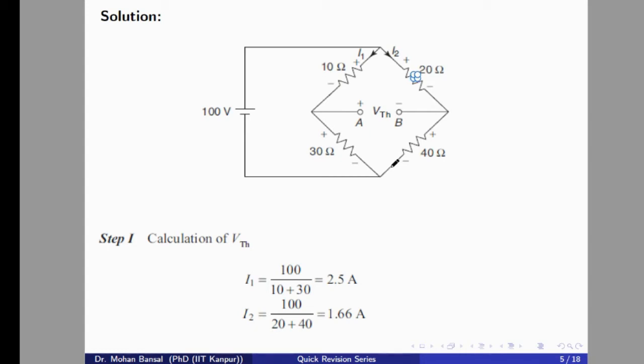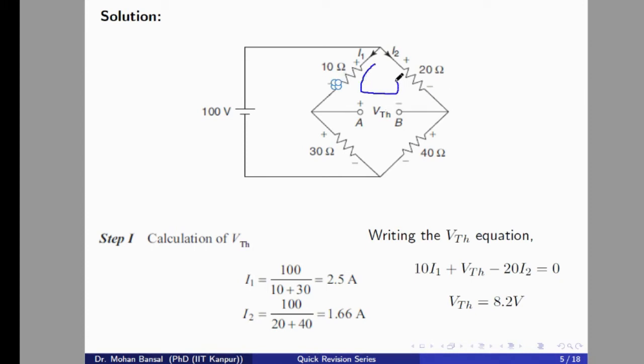After getting the value of I1 and I2, we can apply the KVL in this loop to find out the VTH. We are considering voltage across these two terminals as VTH. Writing the VTH equation, we will get 10 I1 plus VTH minus 20 I2. If we apply the KVL in this direction, this is 10 I1 plus VTH minus 10 I2 equal to 0. And we know the value of I1 and I2, so VTH can be computed as 8.2 volt.